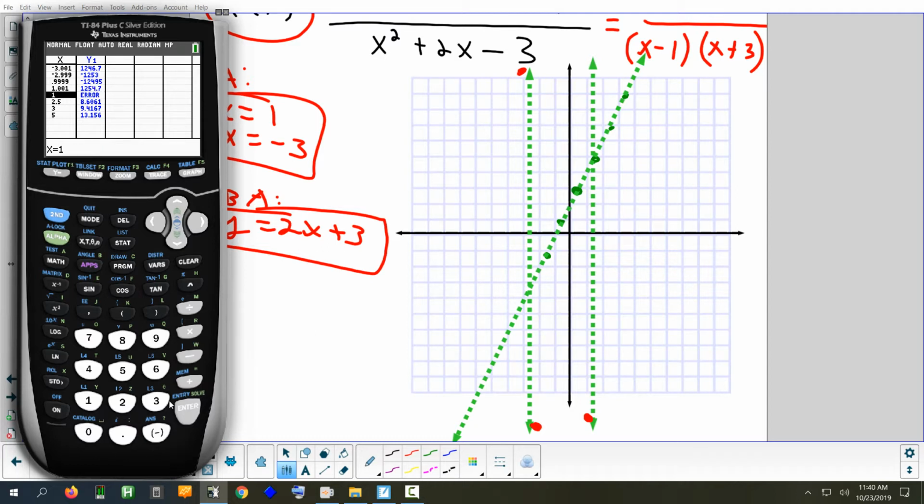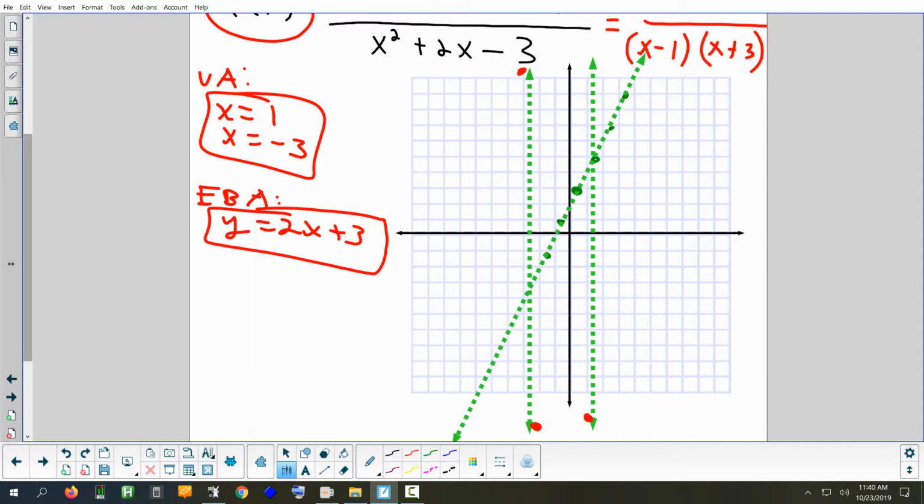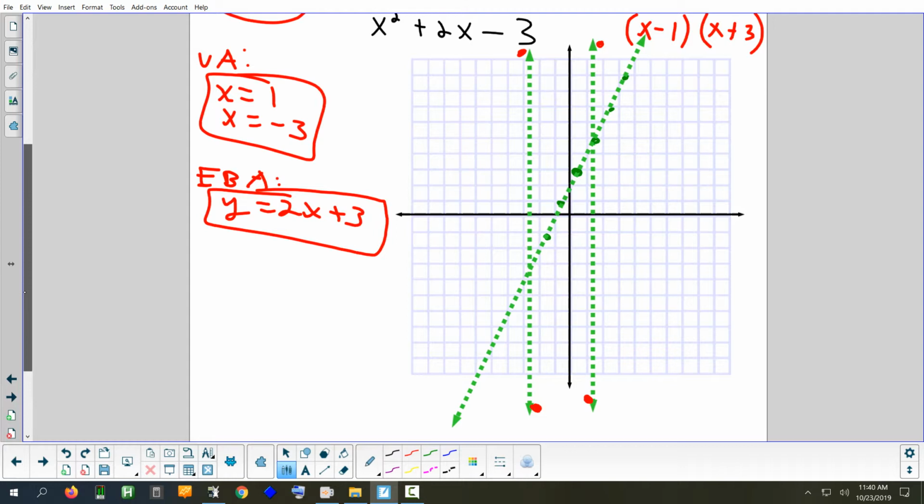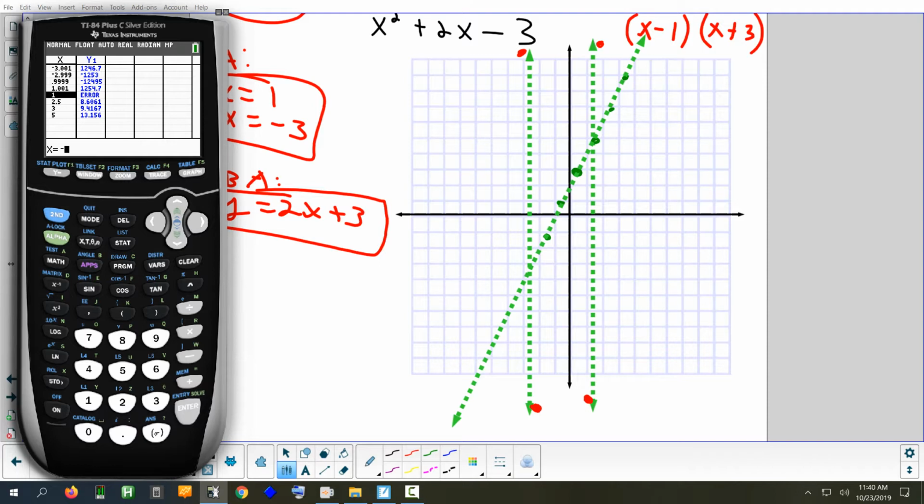We're up at positive 1,200. All right, so way up here. Okay. Now, if you're still not sure what's happening, what would be another good point you could check in the left section? Yeah, I think -4 would be a good one.